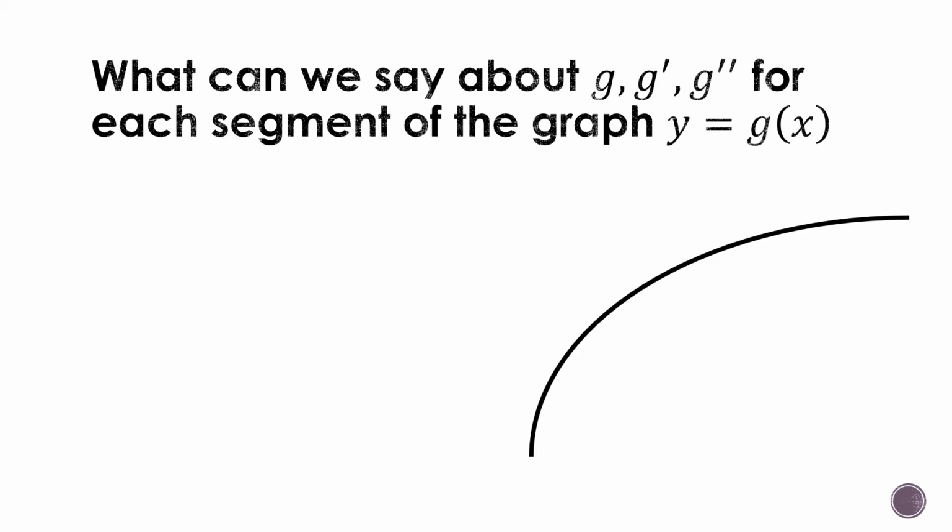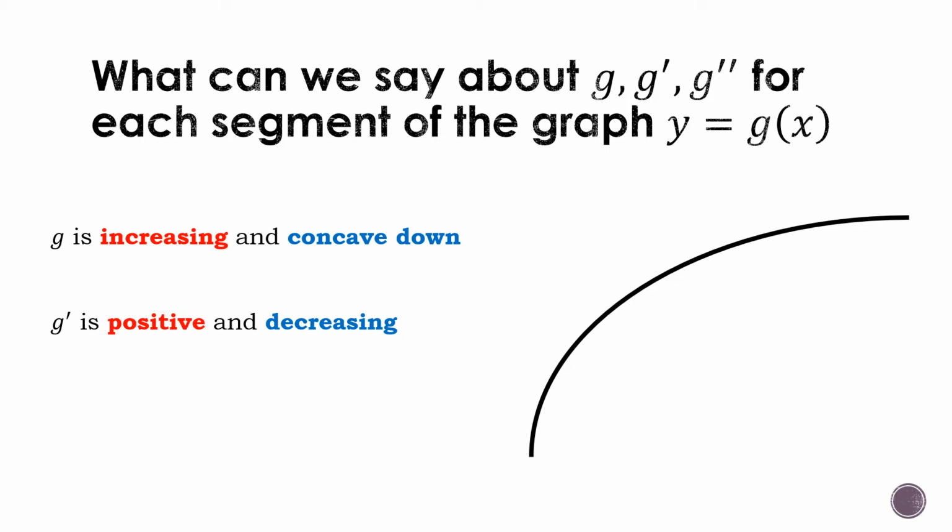And our final sketch, if you look at it, you see that G is increasing from left to right, but it's still concave down. It's part of a frown, like the left side of your frown. And the first derivative, since G is increasing, is going to be positive. And because of the concavity of the original being down, it's going to be decreasing. So the first derivative is positive, above the x-axis, and decreasing from left to right.